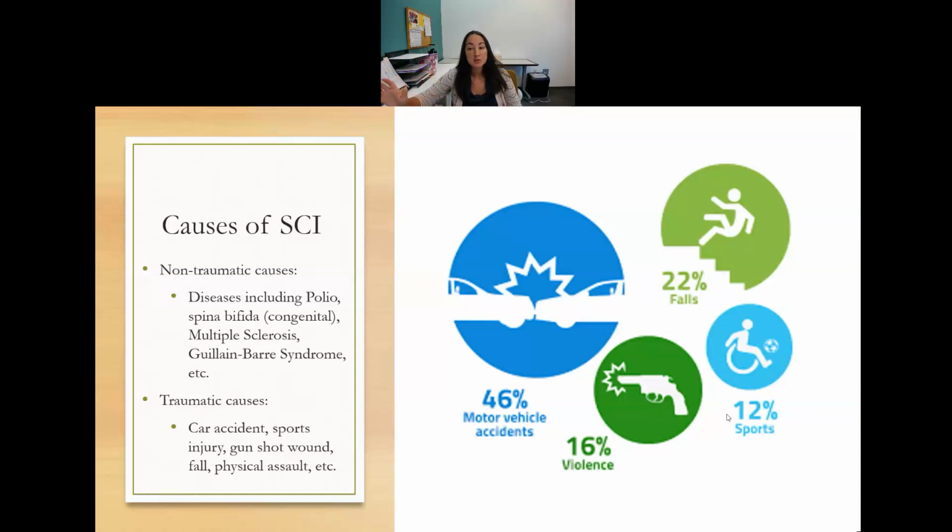I said this in class the other day, but I didn't realize how often falls contributed. Now, every website I looked at had different numbers on the proportion of spinal cord injuries caused by each category, but all of them, motor vehicle was first, falls was second, and sports was down the line, third or fourth, which is pretty interesting because I thought that would be one of the top causes.